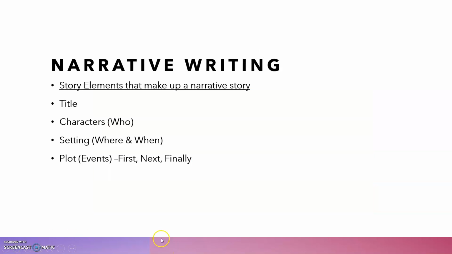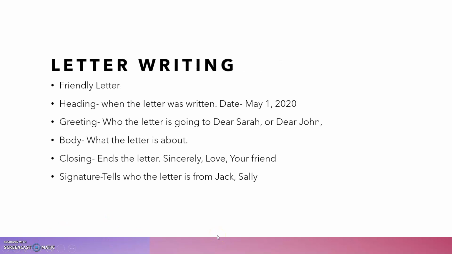Okay, just a few things. Remember that a narrative writing piece has story elements that make up a narrative story. There's a title, there are characters that explain who they are, there's a setting, where and when. There is a plot, which lists events: first, next, finally. Make sure to have a beginning, a middle, and an ending.